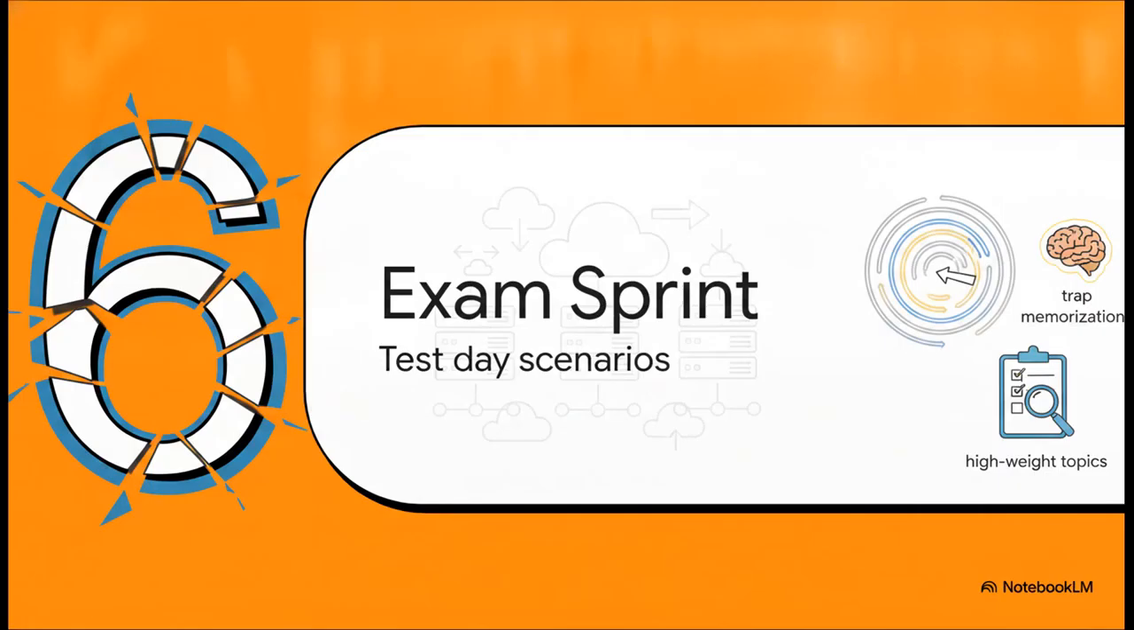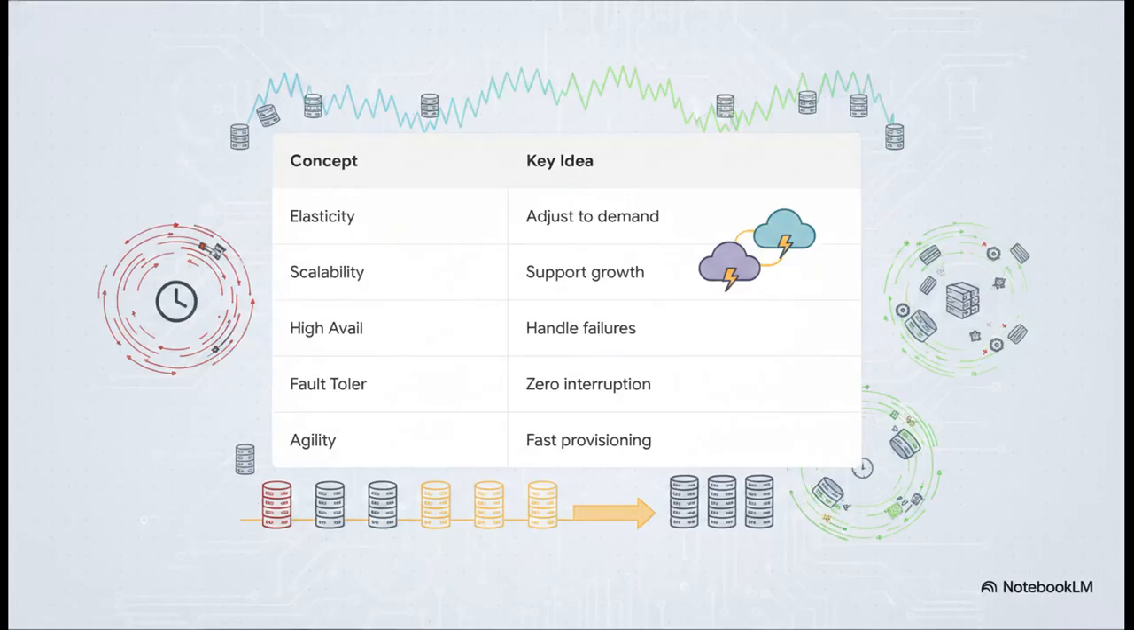All right, Section 6, the exam sprint. Let's look at some actual test day scenarios. Now listen up, because the exam will actively try to trick you by mixing these specific terms up. Let's lock in the differences right now. Elasticity is specifically about automatically adjusting your resources up or down, precisely matching demand spikes. Scalability is a bit different. That's about increasing capacity to support longer-term growth, usually by adding more servers horizontally. High availability means your application stays accessible even if a component fails, which you usually achieve by using multiple AZs.